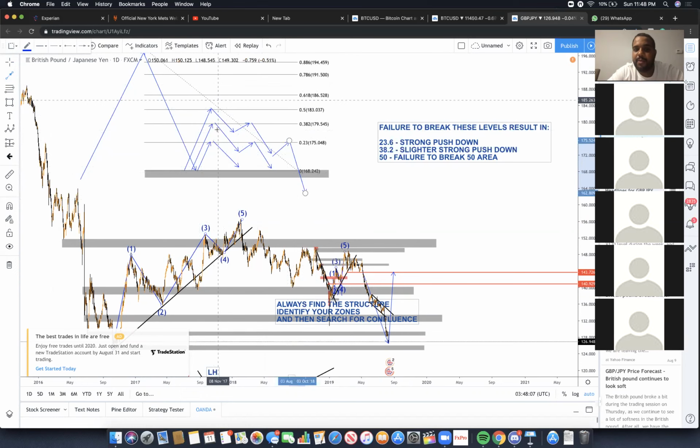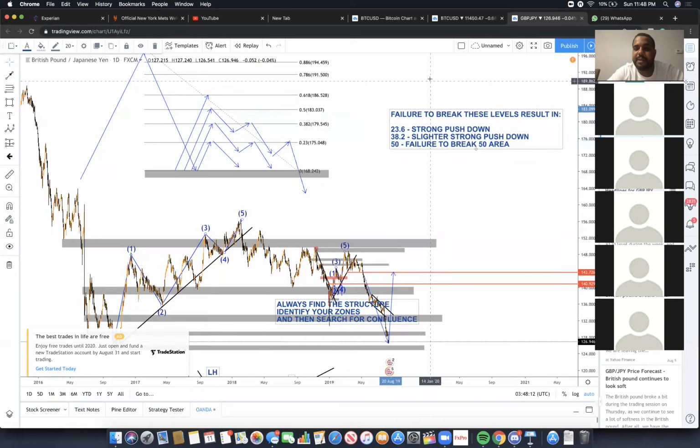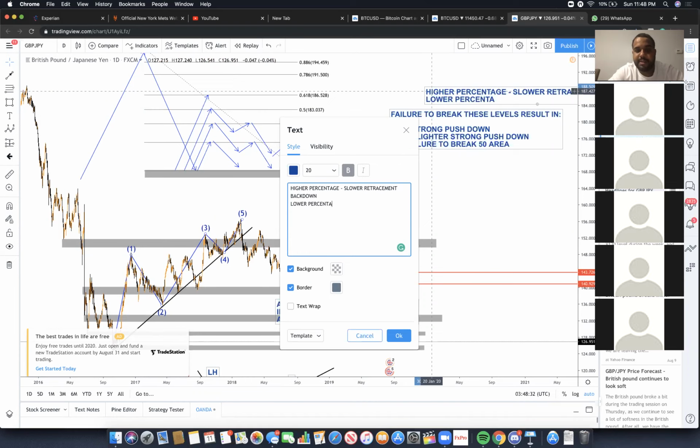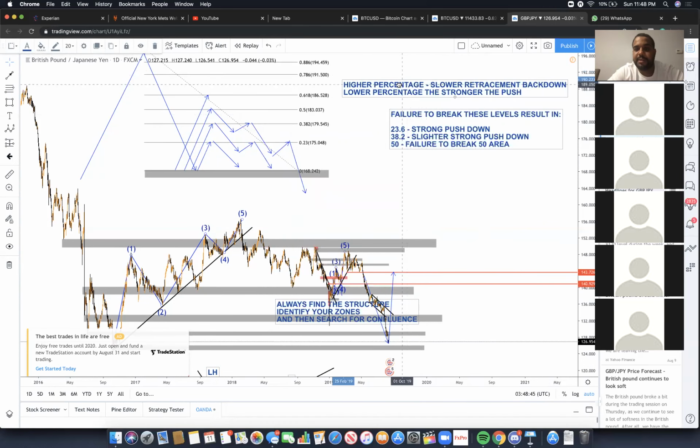So as we're paying attention to the importance of what we're seeing here, the key thing to remember is that the higher the percentage, the slower the retracement back down, right? The lower the percentage, the stronger the push back down, or the stronger the push. Excuse me, so I don't confuse you guys.